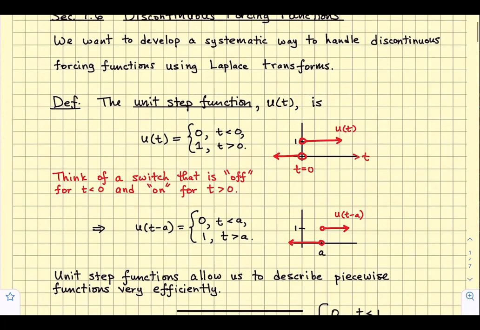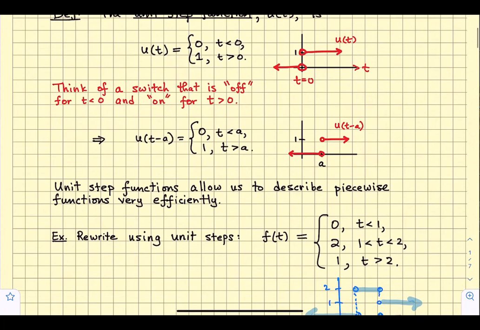Now we may want the switch to turn on at a different time, maybe turn on at time t equals a, and so we would just use a shifted unit step function. u of t minus a is 0 for t less than a, and then 1 when t is greater than a, and its graph would look like this. So unit step functions allow us to describe piecewise defined functions very efficiently, and as we'll see in a few minutes, in a way that's very useful for calculating Laplace transforms.